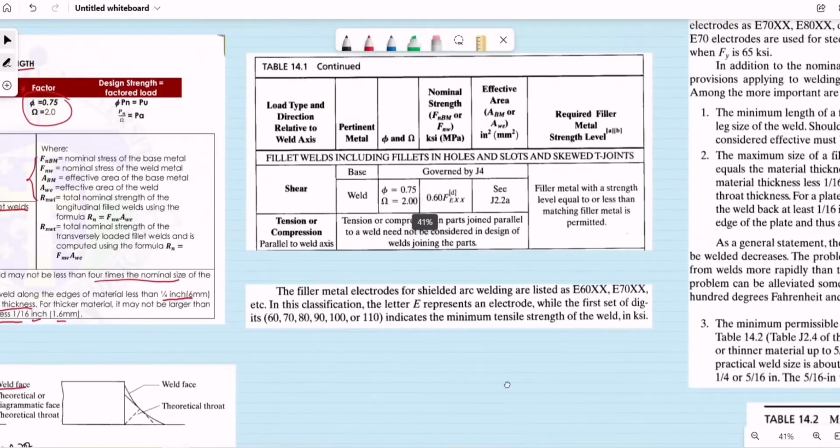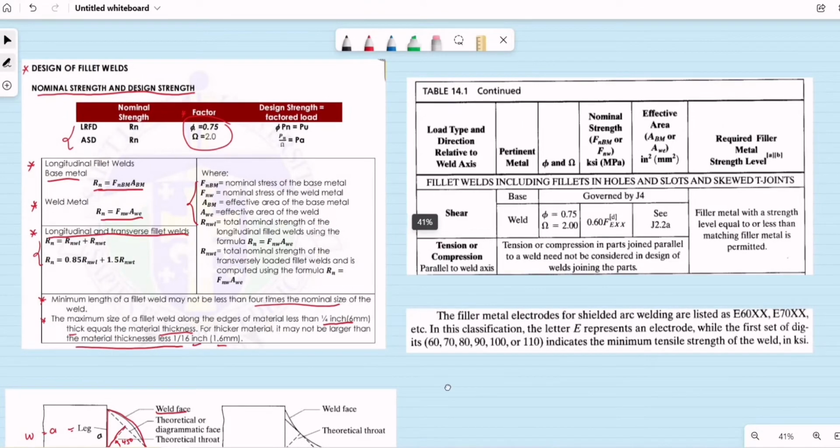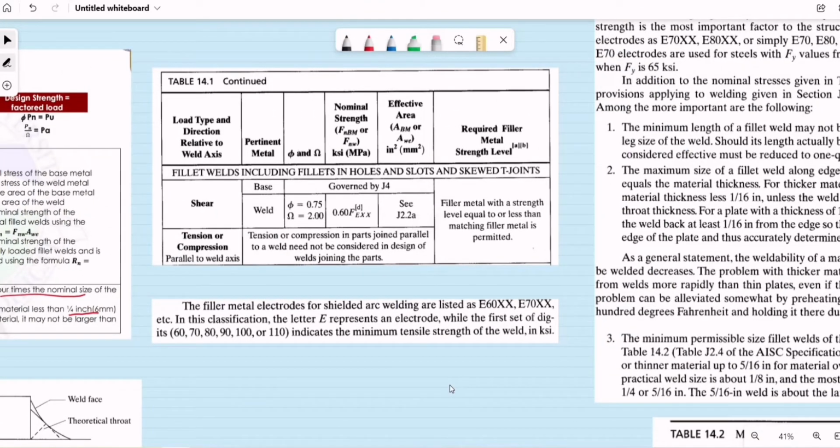Okay, the next. So we have Table 14.1, where we have the load type and direction relative to weld axis. We'll be using this table later in our example. When it comes to the computation of the nominal strength of a fillet weld, we have F sub NBM or F sub NW, for both KSI or megapascals.